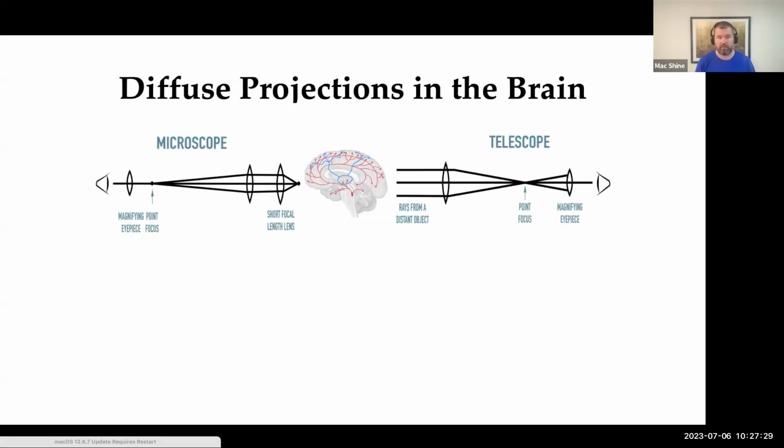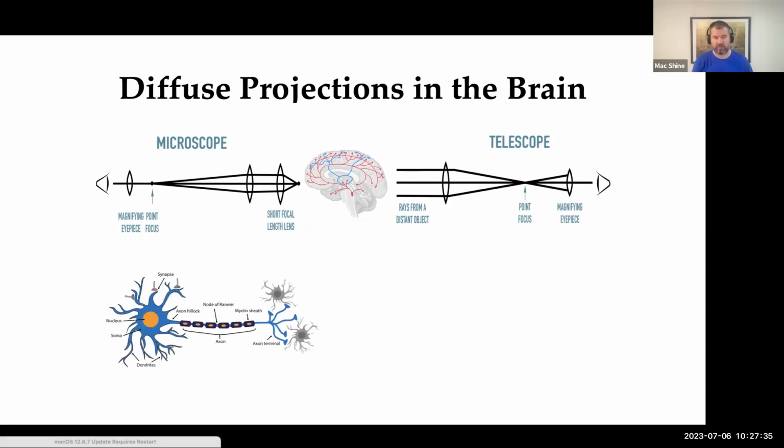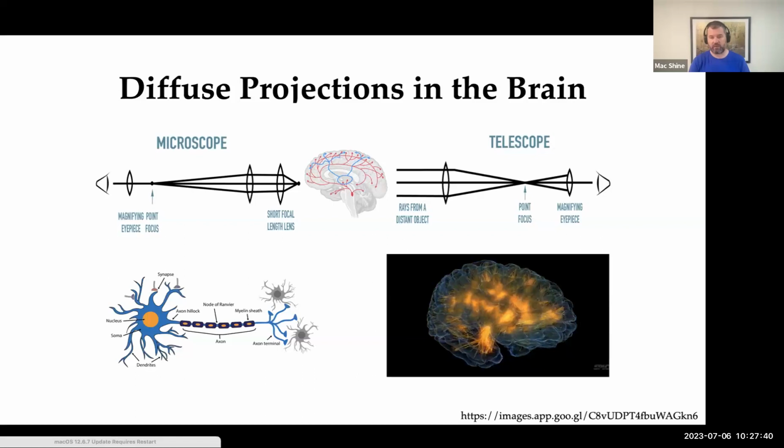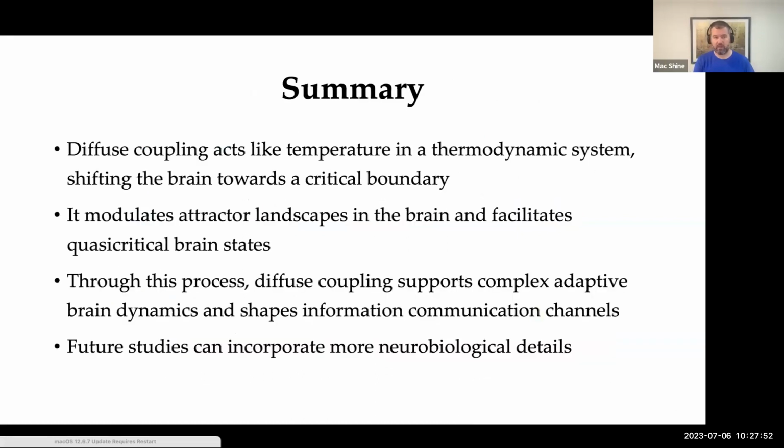So to wrap up, the idea here is that in the lab, we're really interested in taking both the microscope and the telescope and trying to find ways to combine them. So taking the neurons and the details about how they work and pulling them together with the kinds of higher order terms that we see when we measure the brain. And we think that diffuse systems like the thalamus, the locus coeruleus, and the ascending arousal system are really important for understanding the link between these two scales.